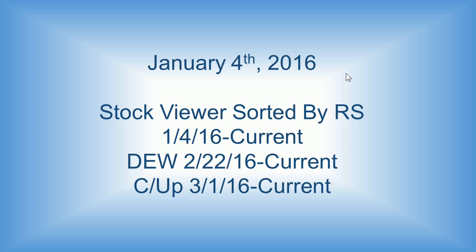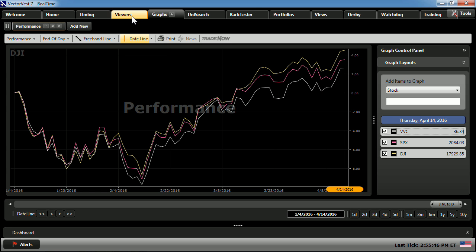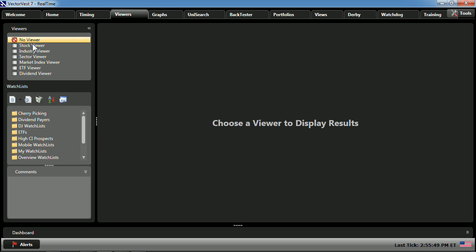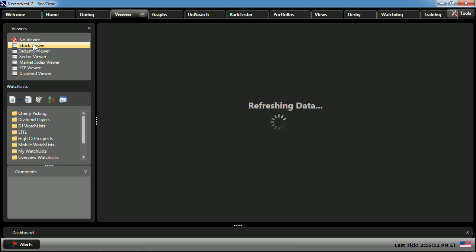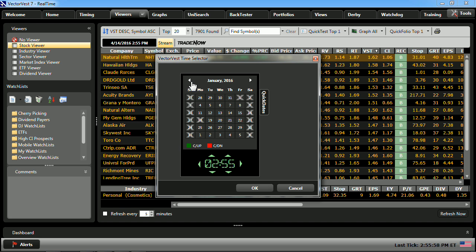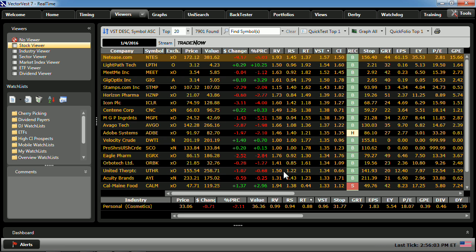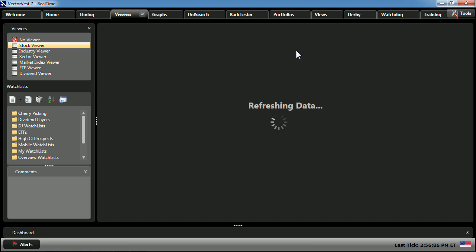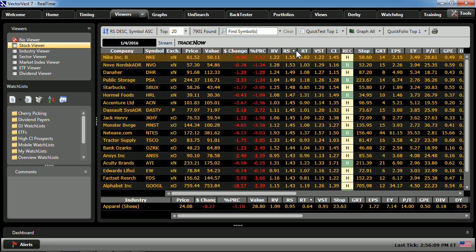So here is what we'll do. Let's test the birthday game from the first trading day of 2016 until today. Then we'll use two of our VectorVest signals, the DEW up signal that was triggered on February 22nd and the confirmed up signal that was issued on March the 1st. So moving back into the VectorVest program, we will go to the Viewers section now, and we'll select Stock Viewer. And the first thing I want to do is dial us back to that first day, January the 4th of 2016. And then I will simply find the column labeled RS. We will click on it one time. They are now in RS descending fashion.